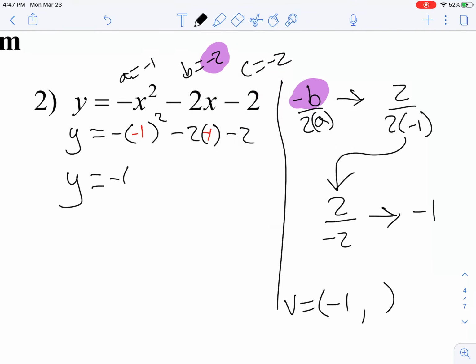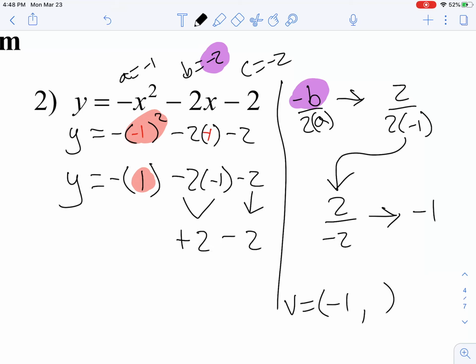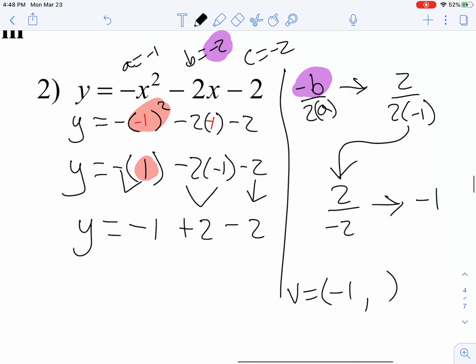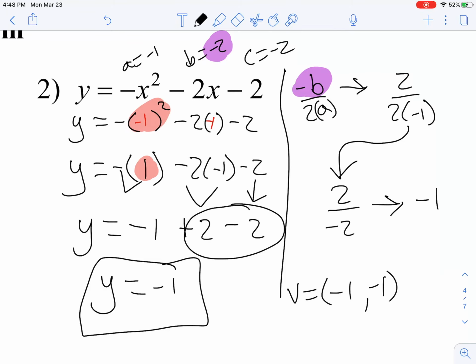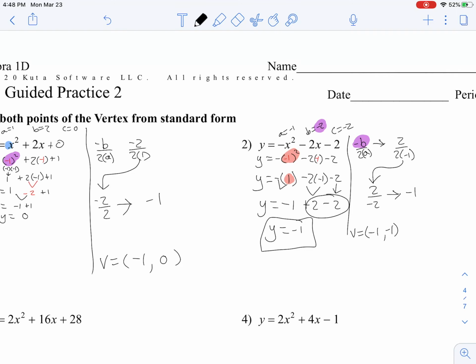So y equals negative 1 squared makes a positive 1. And then we can multiply these up. So negative 2 times a negative 1 is a positive 2. I'm going to bring my other numbers down. This negative times 1 makes a negative 1. And then we're going to put these together. So I see a negative 2 minus 2 is 0. And 0 plus negative 1 is negative 1. So when I plugged in a negative 1, I got out a negative 1.